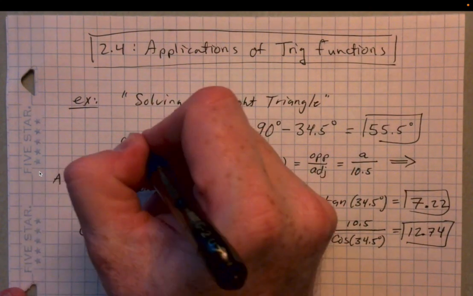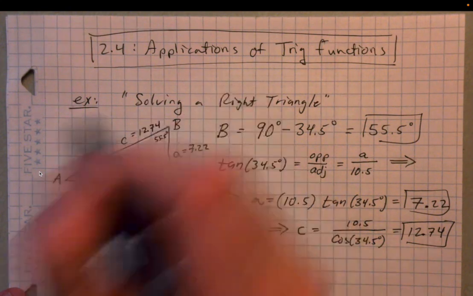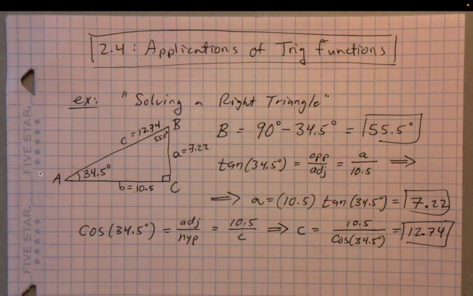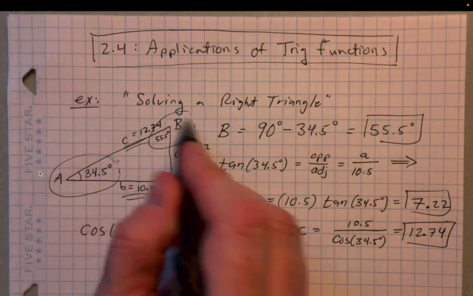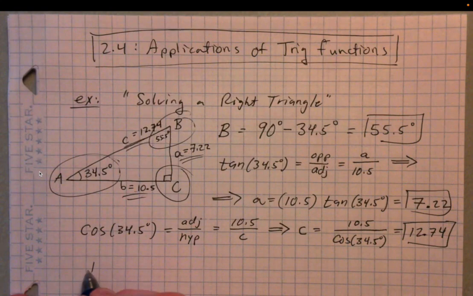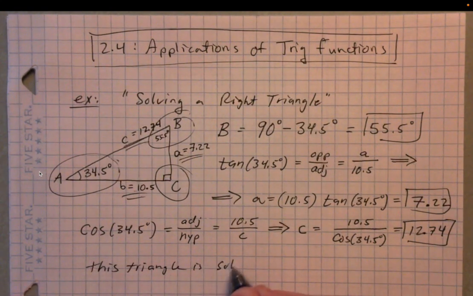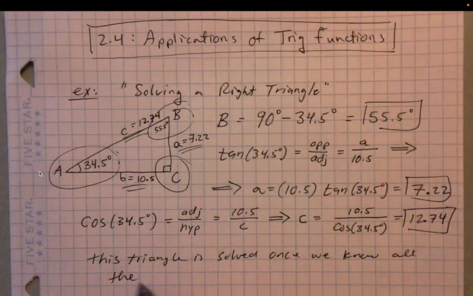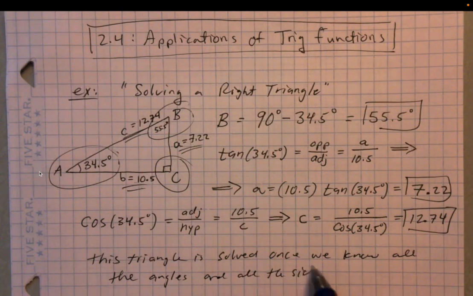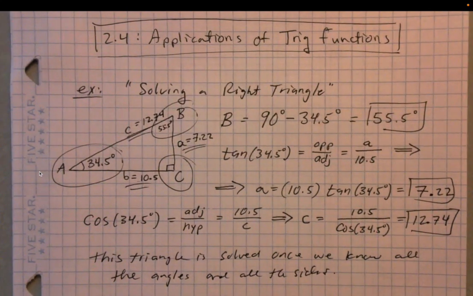Okay, so this is 12.74, that side C. Okay, and so now you can see we've got B, A, and C, and we know all the angles as well, right? This triangle is solved. Once we know all the angles and all the sides, which we have. Okay, so that's our first application.